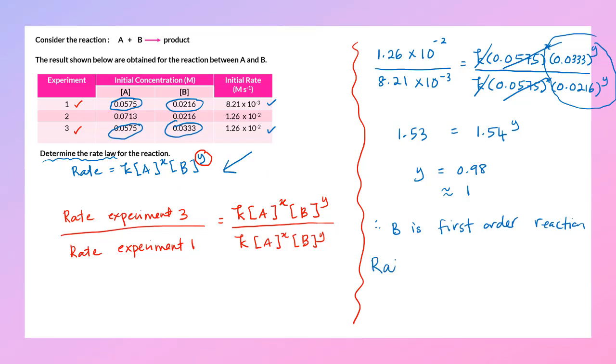Therefore, rate equals K times concentration of A. Just now we determined the order with respect to A is 2, and for B it is first order. For first order, you don't have to put the power of 1 here. It is understood that this is first order. So this is the first question. We have settled the rate law.